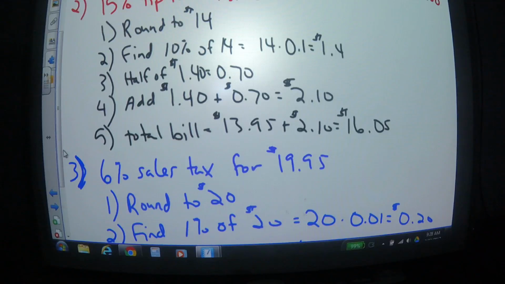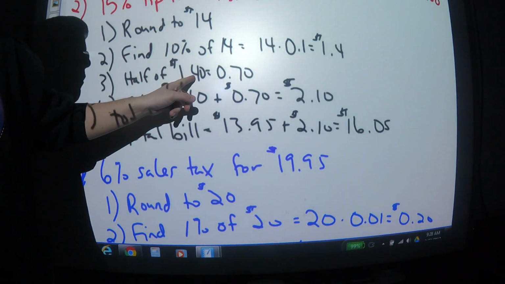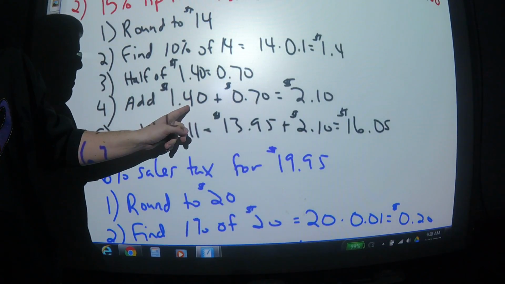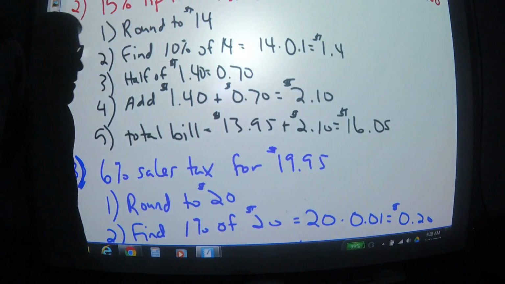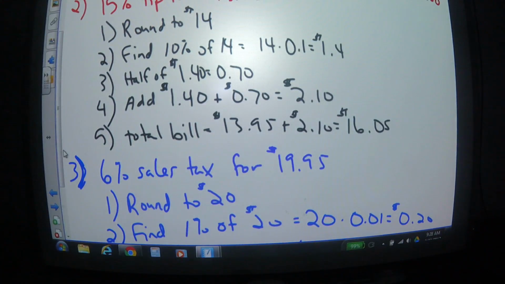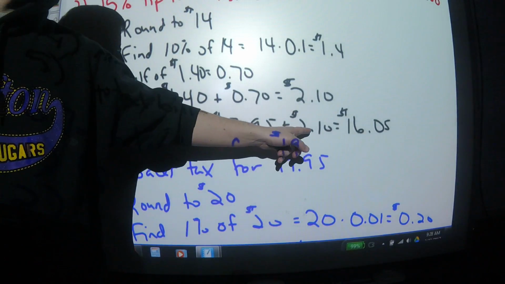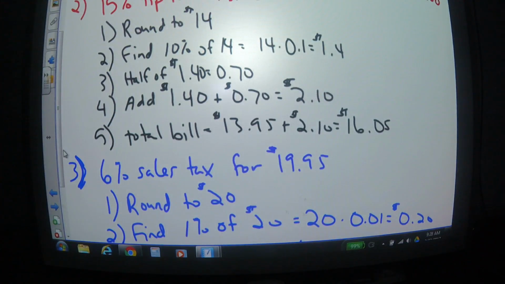Well, what's half of 10%? 5%. All right? 10% plus 5% is 15%. Okay? So find half of $1.40, which is 70 cents. Add the two together. 10% was $1.40 plus 70 cents was 5%. Add them together and you're going to pay a $2.10 tip. So for the total bill, add $13.95 plus $2.10, and you're going to pay $16.05. Okay?